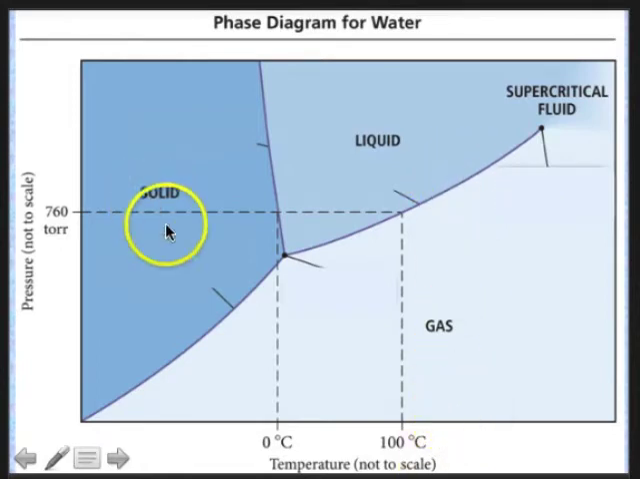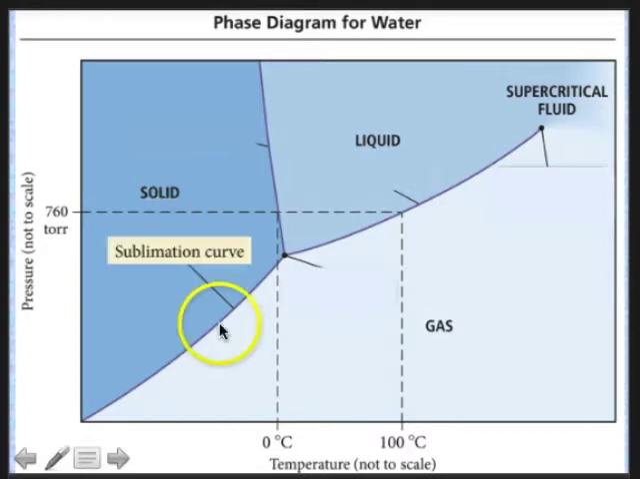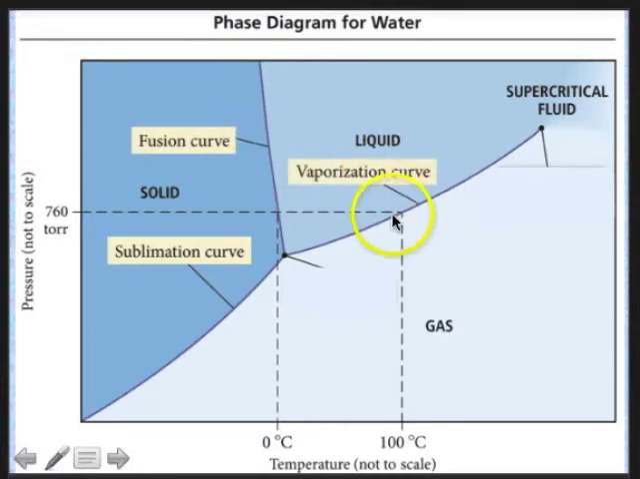The boundary between solid and gas represents the boundary between sublimation, going from the solid to the gas, or deposition, going from the gas to the solid. So this represents the sublimation curve, this is the fusion or melting curve, and this is the vaporization curve.